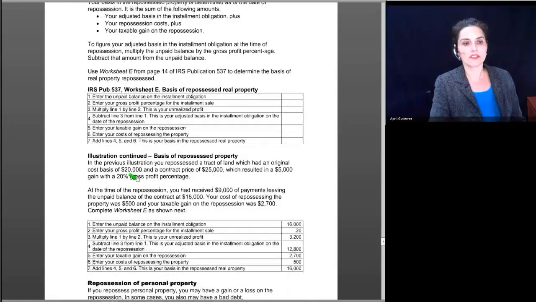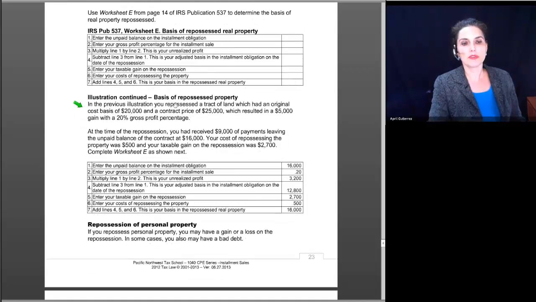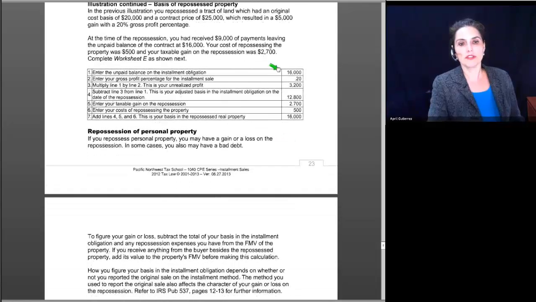So let's take a look at that illustration in terms of figuring basis using this worksheet and actually fill out the worksheet down here. In the previous illustration, you repossessed a tract of land that had an original cost of $20,000, a contract price of $25,000, and resulted in a $5,000 gain that has a 20% gross profit percentage. At the time of the repossession, you had received $9,000 of payments, leaving the unpaid balance in the contract at $16,000. Your cost of repossessing the property was $500, and your taxable gain on the repossession was $2,700. Fill out the worksheet. So you'll enter that $16,000 that I already explained on line 1.